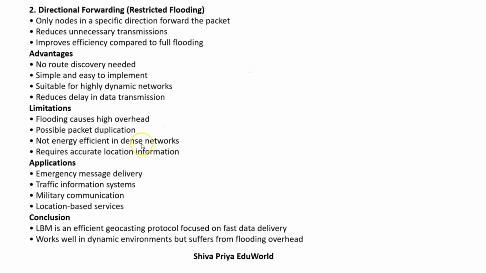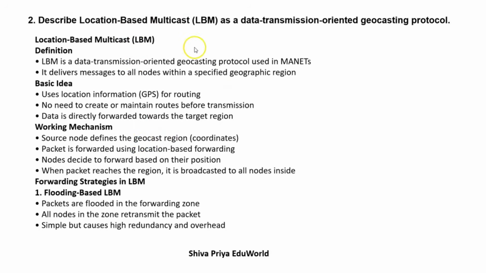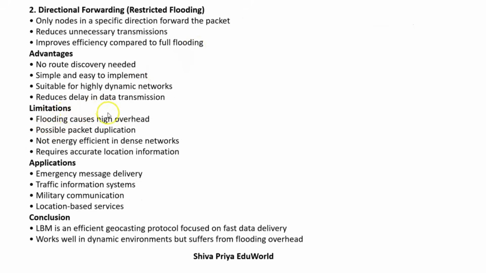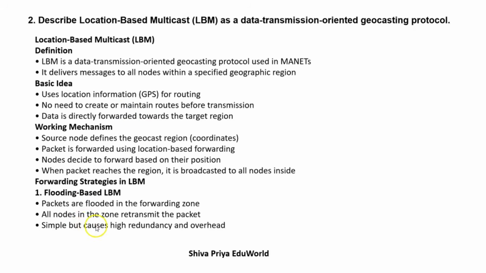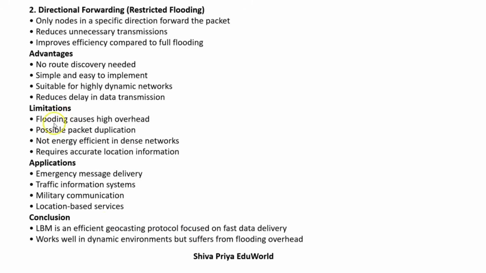The limitations of location based multicast are: flooding causes high overhead, as I already told you here. It causes high overhead and redundancy. And after that, possible packet duplication, and it is not energy efficient in dense networks, and it requires accurate location information, or else it will not send the packets to that particular location.